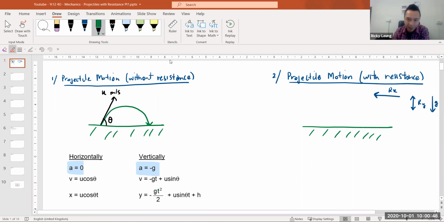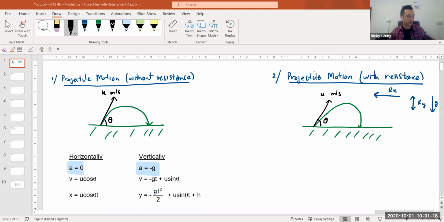So what happens to the shape? You can imagine that if it was a nice little parabola to begin with, it won't be a parabola anymore. It will be some sort of shortened shape, which due to resistance is forced down. The total horizontal range traveled would definitely be less than the one without resistance. So once again, let's initiate this projectile at u meters per second at an angle of inclination of theta.